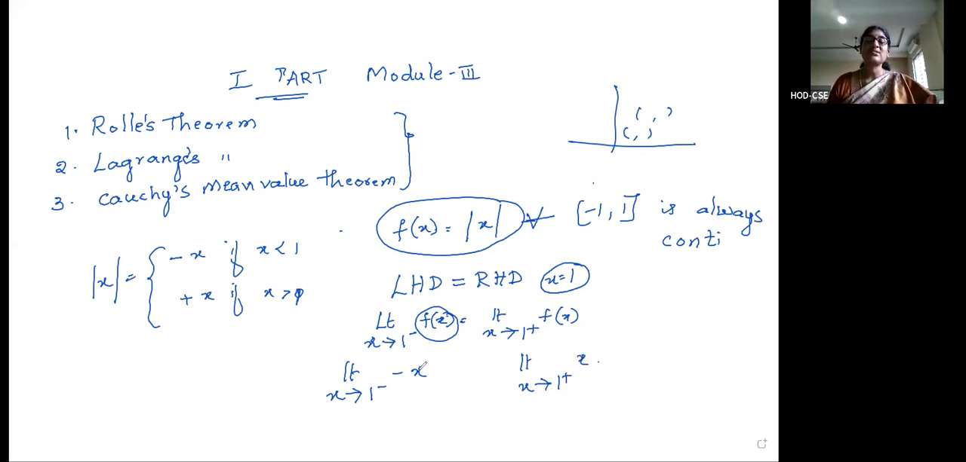So when you substitute x is equal to 1 here, 1 minus doesn't mean minus 1. 1 minus means that the value is below 1. Is it clear, right?